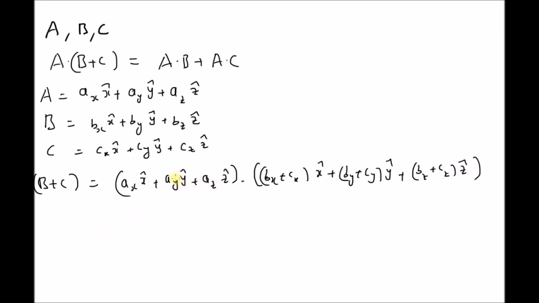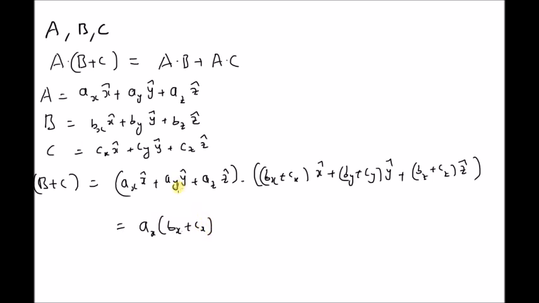And the dot product of these two vectors is obviously, x hat goes with the other x hat, and the dot products of x hat with y hat and x hat with z hat are 0, and only x hat with x hat is 1. So we have ax into (bx plus cx).